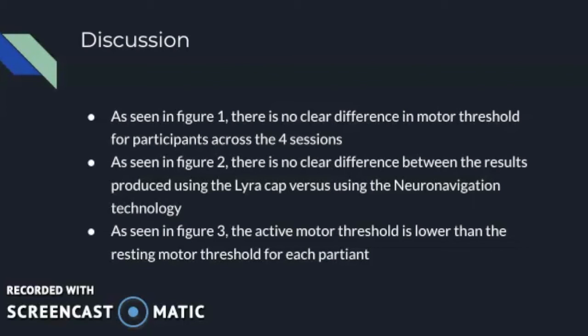As seen in Figure 1, there's no clear difference in the motor threshold results for participants across the 4 sessions. This helps to validate our intersession reliability. As seen in Figure 2, there is no clear difference between the results produced using the Lycra cap versus the neuronavigation technology. This shows either the Lycra cap or the neuronavigation system can be used to produce reliable results, although further testing needs to be done to assess whether using both methods together produces more accurate results. Lastly, as seen in Figure 3, the active motor threshold is lower than the resting motor threshold for each participant, which is what we expected.